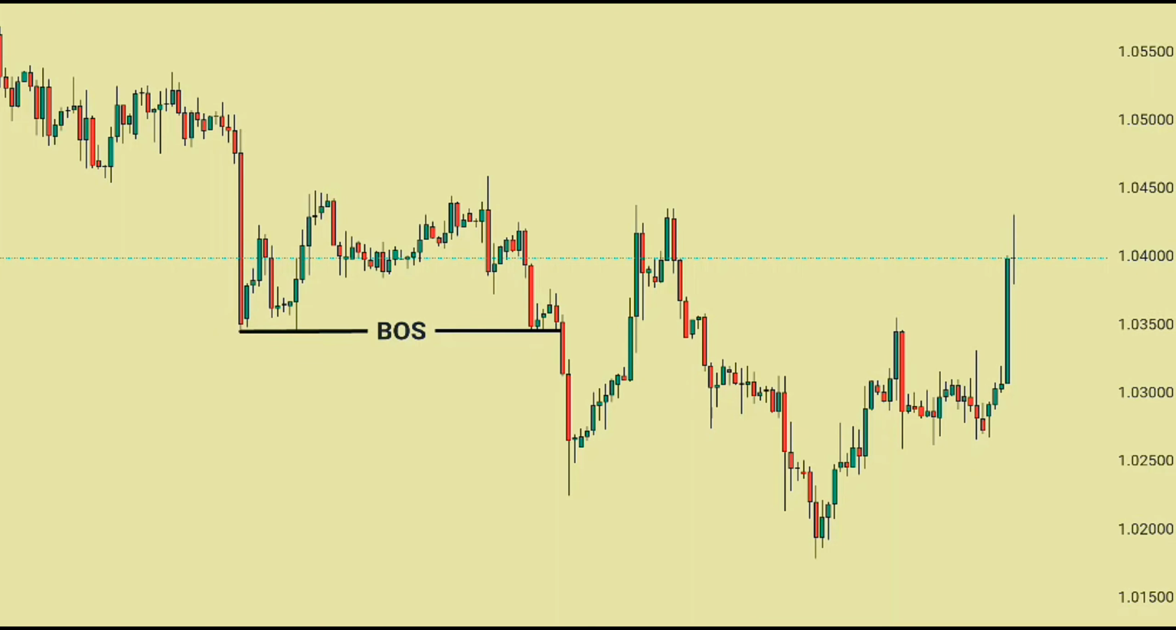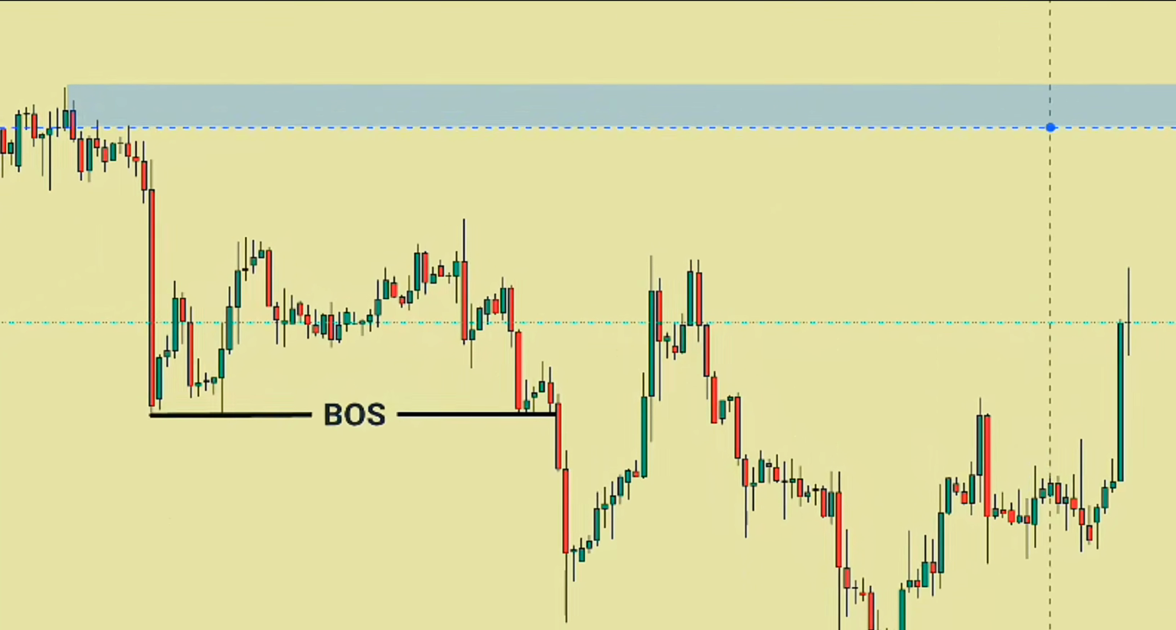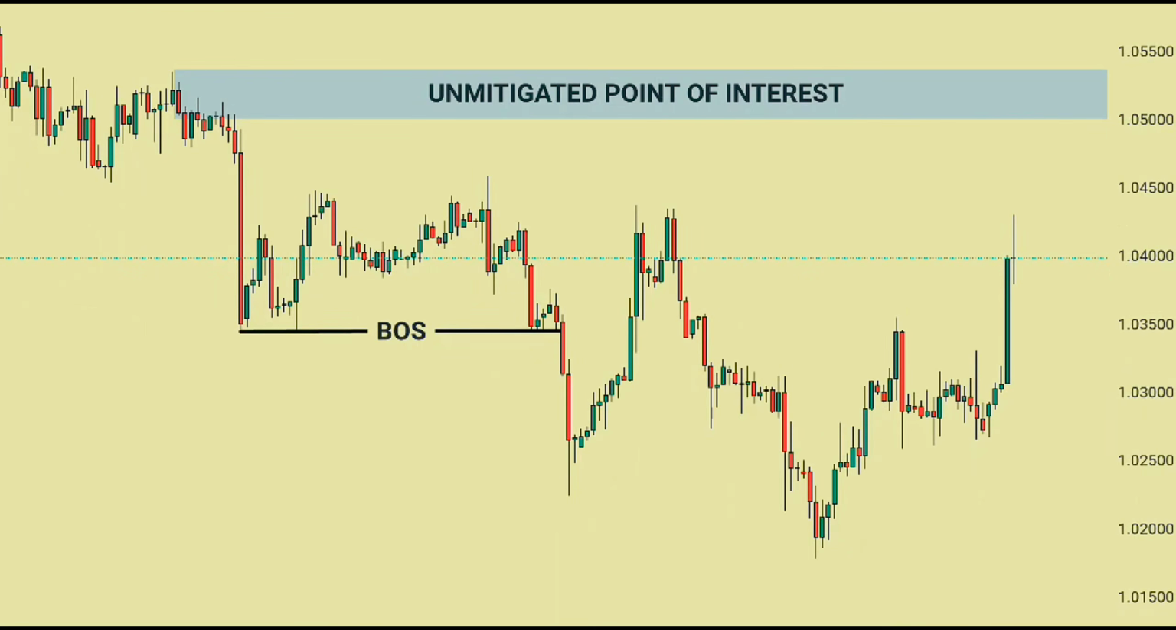It does not mean we enter a sell trade immediately, but it gives us the first confirmation that the market may shift from bullish to bearish. So this bearish break of structure is the first signal that smart money might be preparing for a downside move. After the bearish break of structure, the next thing we look for is the point of interest. A point of interest is an area where institutions or smart money previously placed strong orders.